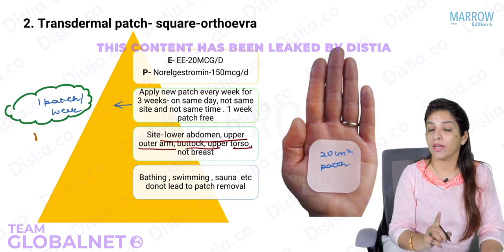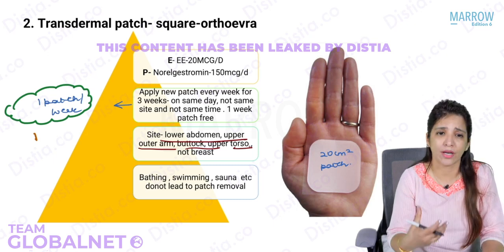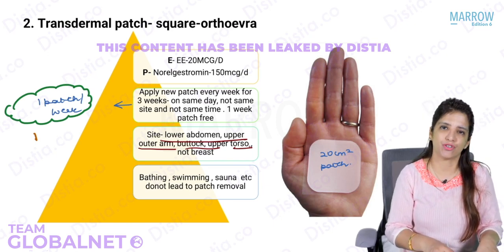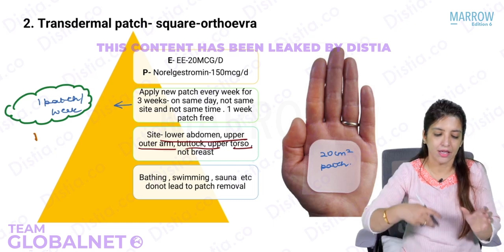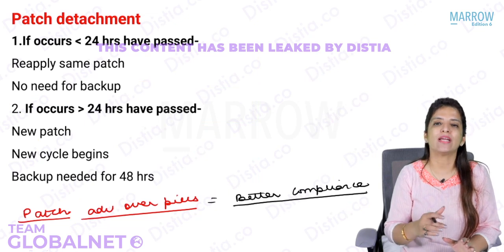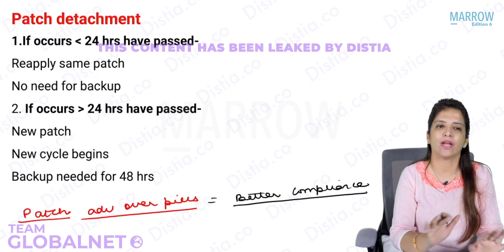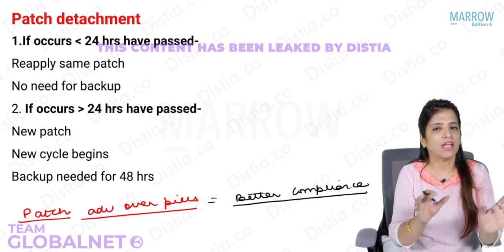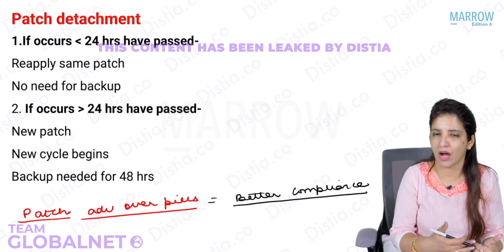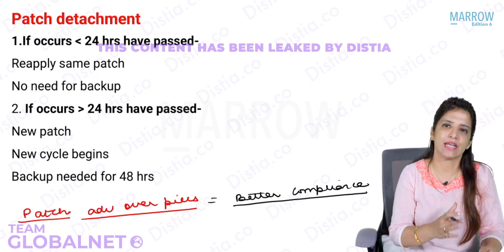Another very important query of the patient could be: if I am bathing, swimming, or doing sauna, does that lead to patch removal? No, most of the time it does not lead to patch removal. But suppose, just in case, the patch gets detached. If the patch gets detached and you put it back within 24 hours, then there is no need for any backup contraception. But if the patch gets detached and you apply it after 24 hours of detachment, in that case, yes, a backup is needed for 48 hours.